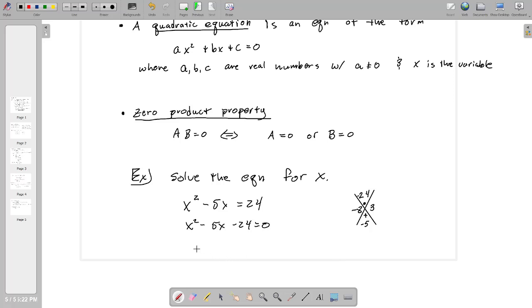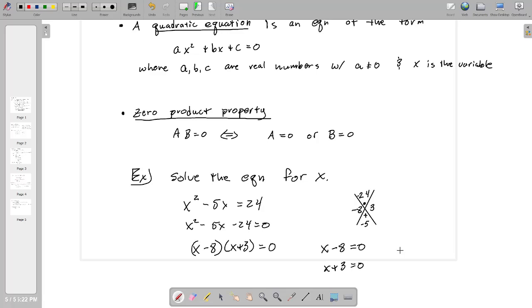And notice what happens here. We get x minus 8 times x plus 3 is equal to 0. Notice that we have a product of two things that is equal to 0. What does that mean? Well, by the zero product property, that means that at least one of them must be 0. So we get that x minus 8 is equal to 0, or x plus 3 is equal to 0.